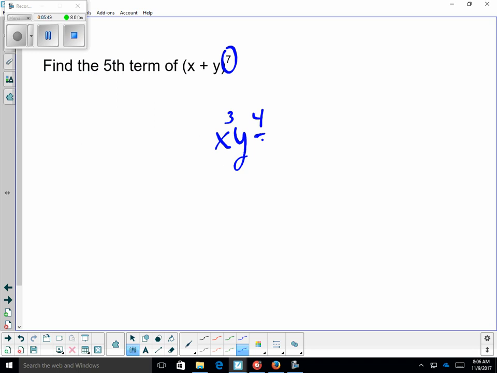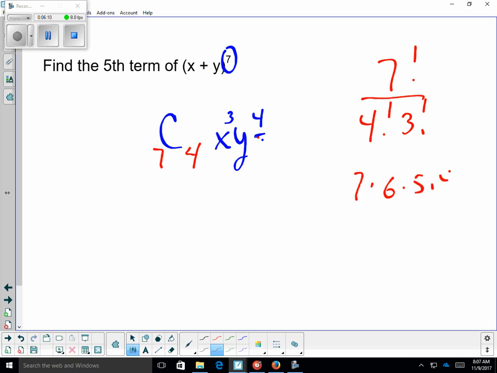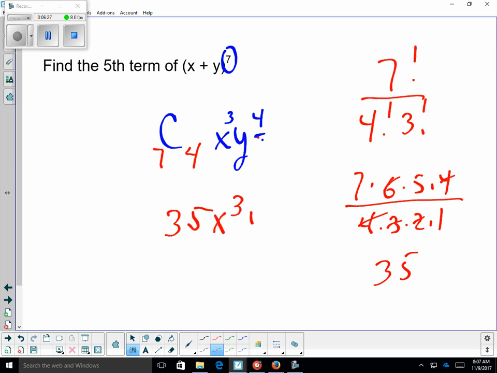When I go to do the coefficient, these two numbers match. So the 4 and this 4 match, and I start with 7. That's the power that I'm raising it to. So off to the side, I'm going to do 7 factorial over 4 factorial, 3 factorial. And again, I'm left with 4 factors, so 7 times 6 times 5 times 4. Actually, I probably should have done it the other way: 4 times 3 times 2 times 1. And then I'm going to simplify this, hopefully, and I'm left with 35. So my coefficient is 35, x to the third, y to the fourth.